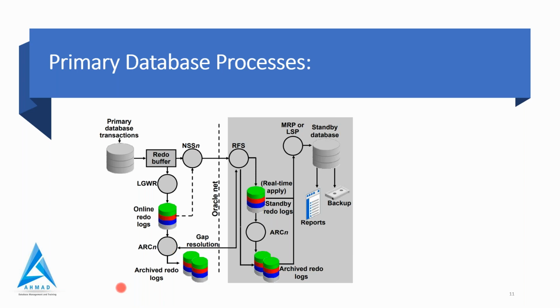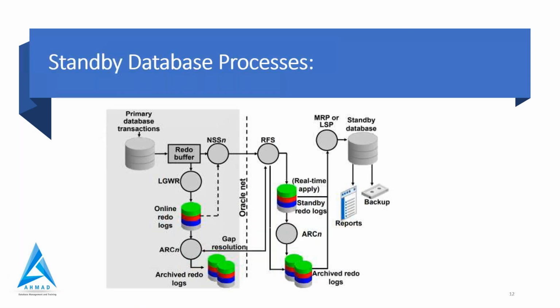So how many archiver processes are there? It is 30, and by default it will start 4. Clear? So these are the primary database processes. One is LGWR or ARCN, and then NSSN will come in the synchronous mechanism, and TTNN will come in the asynchronous mechanism. Okay, so these 4 processes will be your primary database processes.